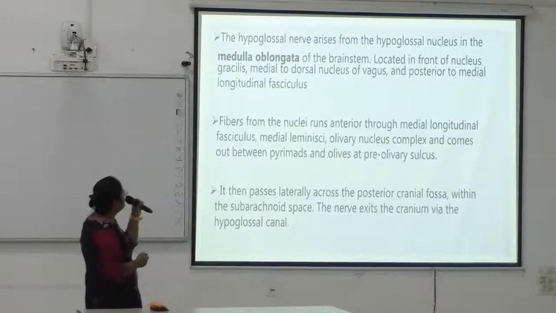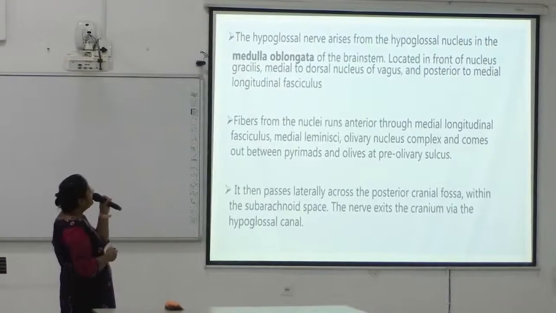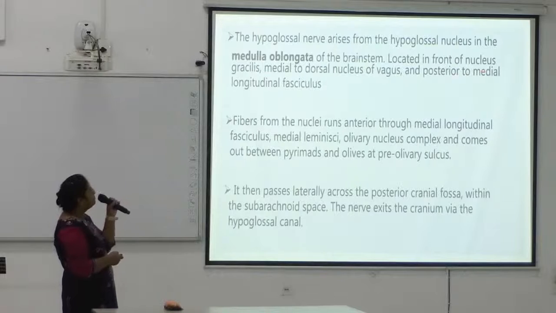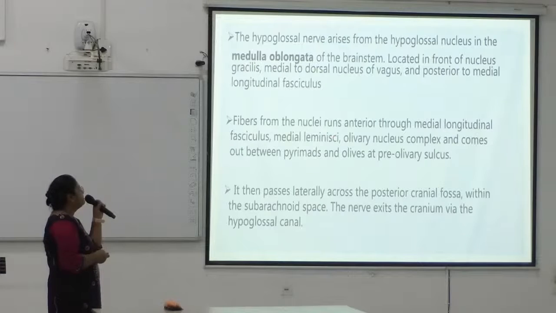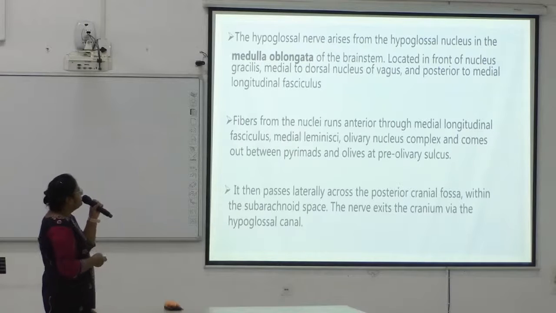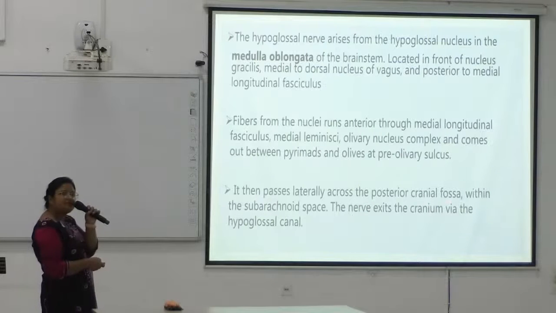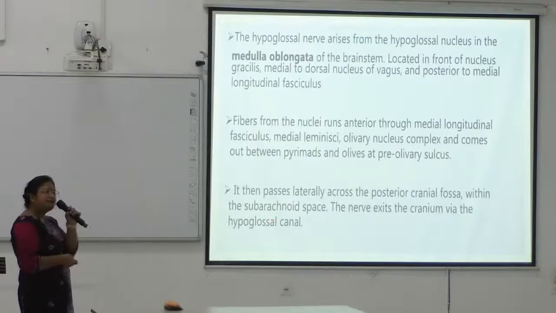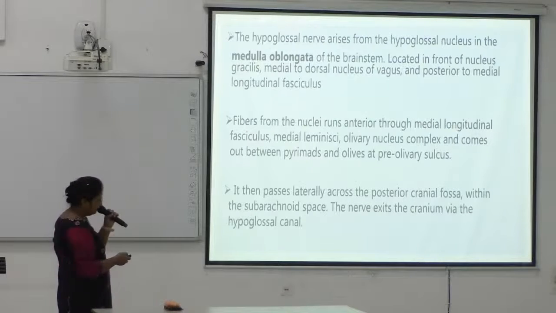So, in the brainstem it is located in front of the fourth ventricle, medial to the dorsal nucleus of vagus and posterior to the medial longitudinal fasciculus. This is the location. Anterior to the medial longitudinal fasciculus, medial to the olivary nuclear complex, it comes out between the pyramid and olive at the pre-olivary sulcus and then passes laterally across the posterior cranial fossa to reach the cranium via the hypoglossal canal. Okay.